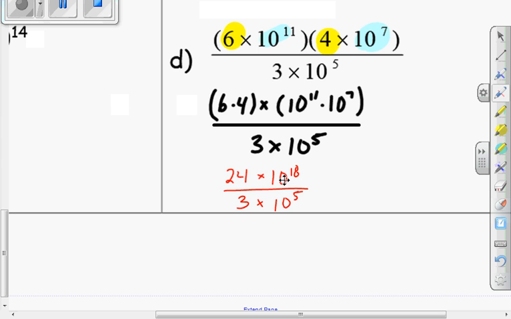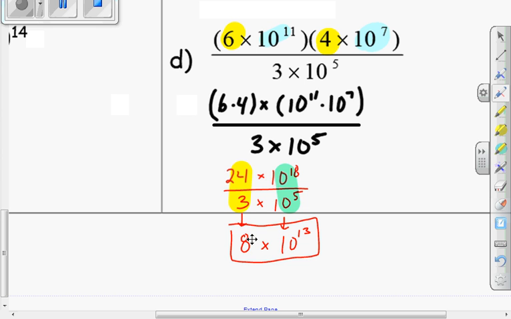Now that we have a single scientific notation expression divided by another scientific notation expression, let's go ahead and do the division. This works out great. We have a multiple of 3, so 24 divided by 3 would give us 8. And then for our powers of 10, now we're dividing, so we're going to keep our base, 10, but subtract our exponents. 18 minus 5 will give 13. And that's it. We now have a final answer, 8 times 10 to the 13th.